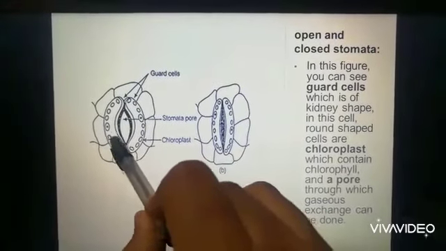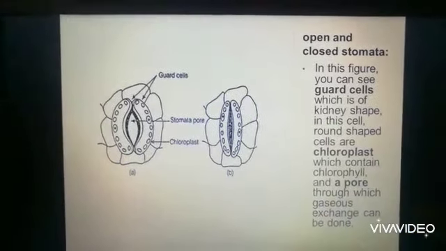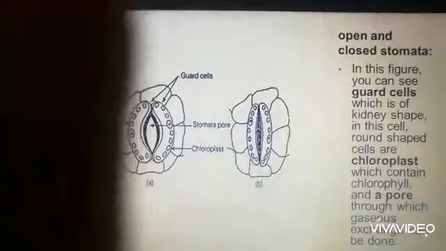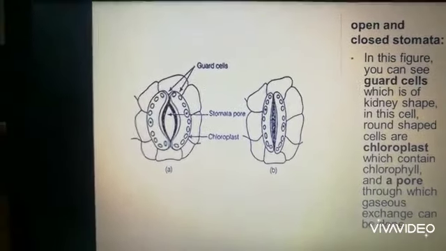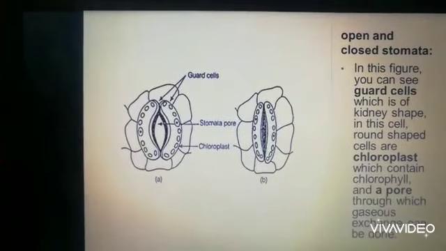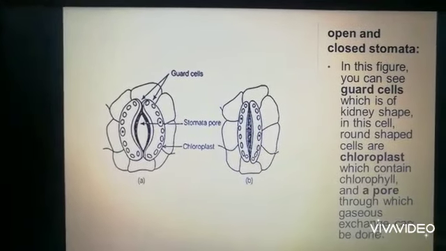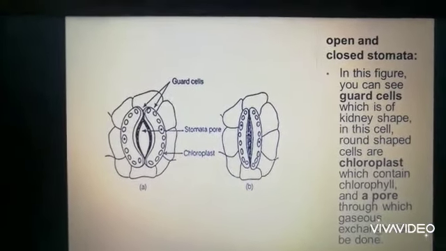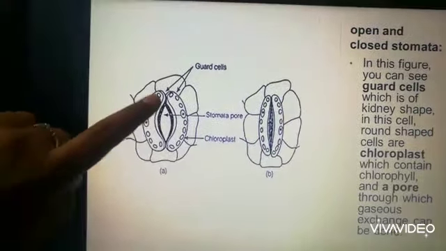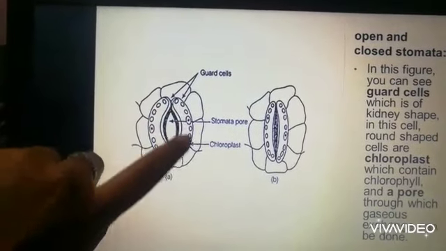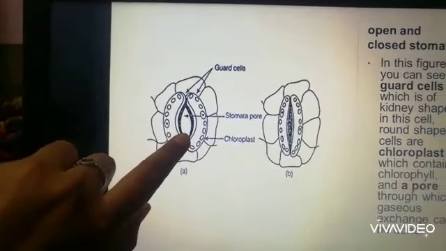Guard cell means the kidney shaped cells you can see here. These kidney shaped cells are known as the guard cells. Inside them, tiny structures are there which are known as chloroplasts. Chloroplasts are able to store the chlorophyll inside them. And chlorophyll, as you know, is responsible to capture the sunlight. As you can see clearly, these guard cells, that are kidney shaped cells, face each other and make a hole over here.